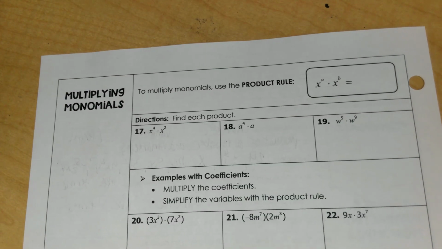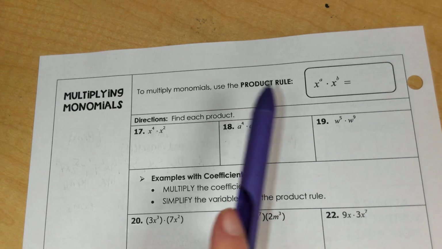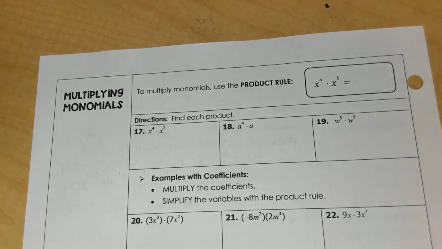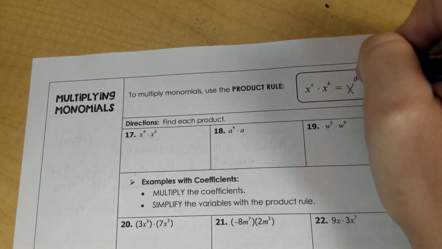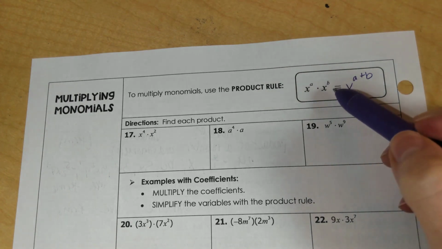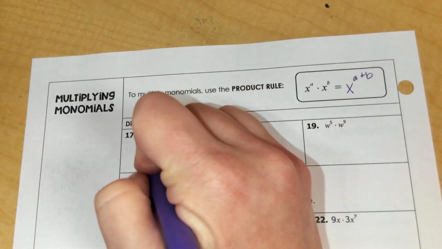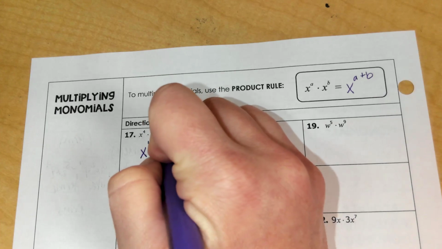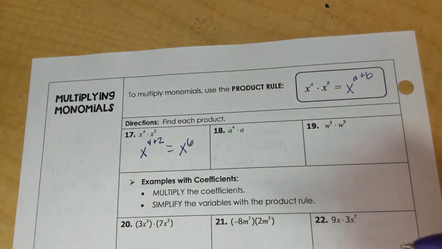Okay, now when we multiply monomials, we're talking about multiplying two terms together. We want to use the product rule. If you remember the product rule from your exponent rules, when we take those two monomials, we add the exponents together. So for example, x to the 4th times x squared would be x to the 4th plus the 2 here, and so it becomes x to the 6th power.